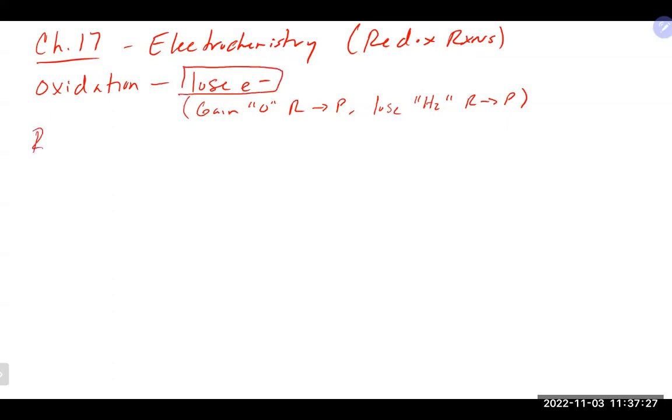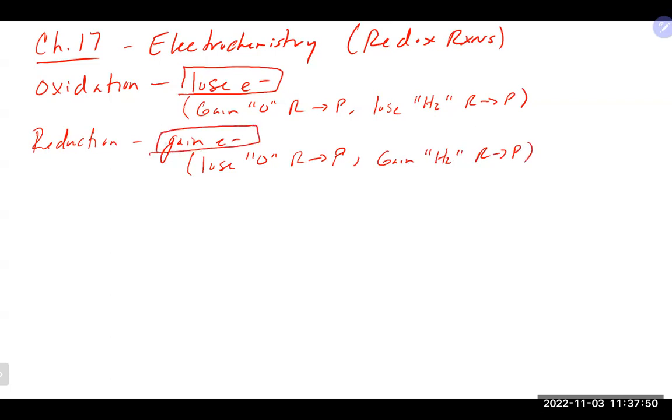Reduction is pretty much the opposite in all those definitions. Reduction is when something gains electrons. Also, it means that it will lose oxygen from reactants to products, and it will gain hydrogen as you go from reactants to products. Once again, the gaining of electrons is typically what we look at here. These two definitions are a lot of times used in more organic chemistry, where you're dealing with a lot of nonmetals.